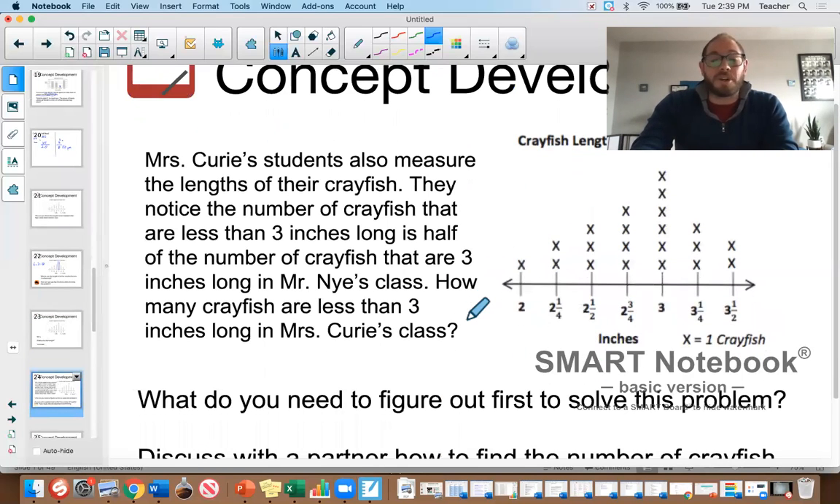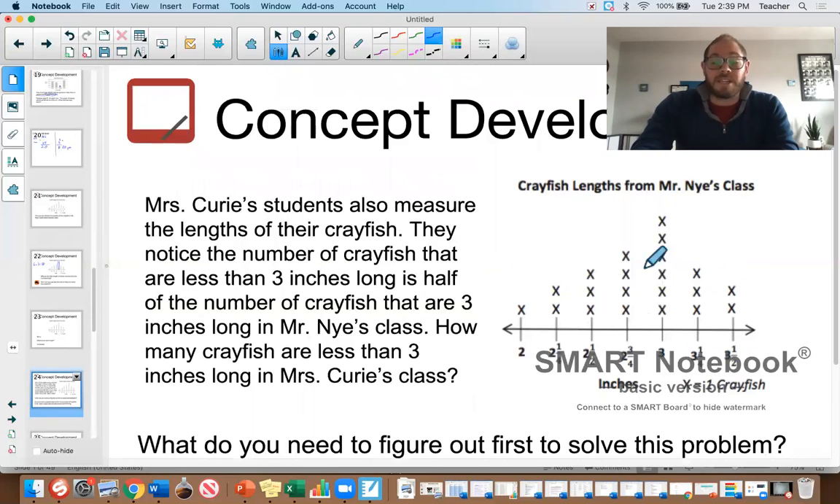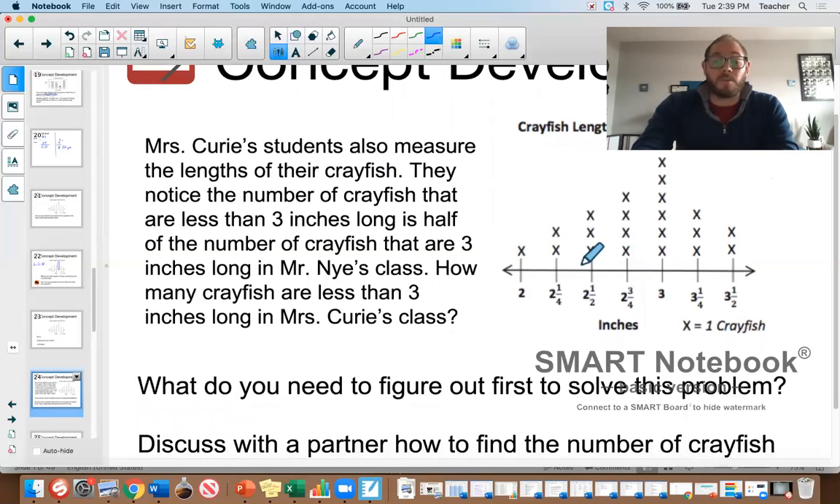Mrs. Curie's students also measure the length of their crayfish. And this is from Mr. Nye's class still. We've seen this one before. They noticed the number of crayfish that are less than 3 inches long is half of the number of crayfish that are 3 inches long in Mr. Nye's class. How many crayfish are less than 3 inches long in Miss Curie's class?